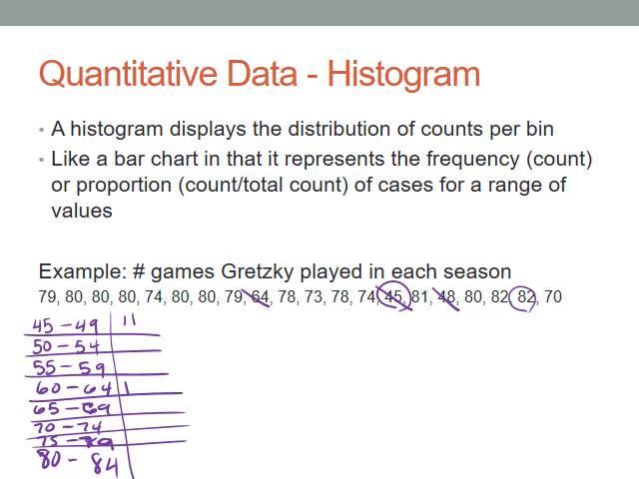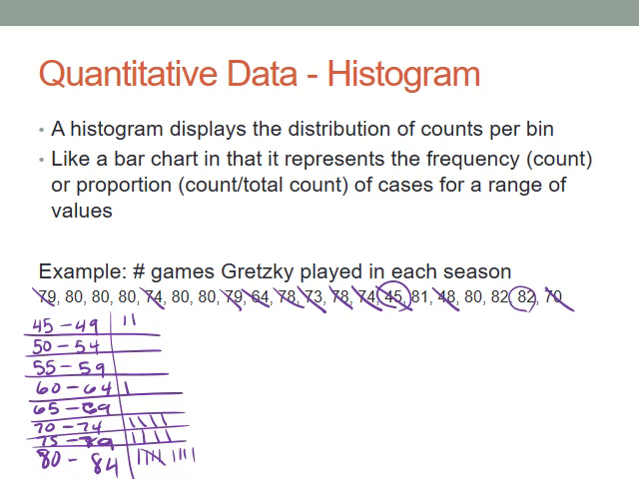65 to 69, I'm not seeing anything. 70 to 74, I have a 74, 73, another 74, and a 70. And then 75 to 79, I have a 79, another 79, 78, 78, and the remaining values fall in the 80 to 84 category. So that's 1, 2, 3, 4, 5, 6, 7, 8, 9 values.